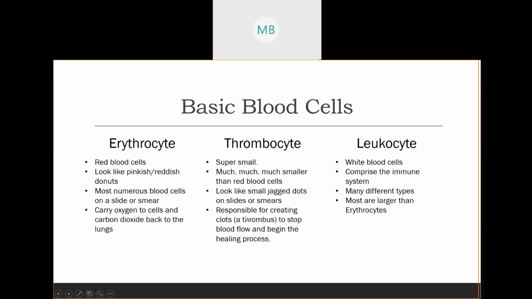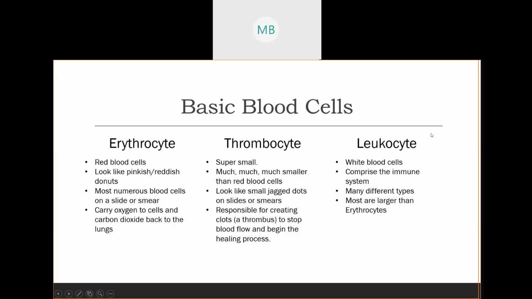And these little guys are the cells in your blood that are responsible for forming clots that will stop the blood flow or bleeding when you get a cut or a scrape, and that starts the healing process. You guys would know what a thrombus looks like, mostly from looking at scabs, because a scab is a dried blood clot on the outside of your skin, essentially.